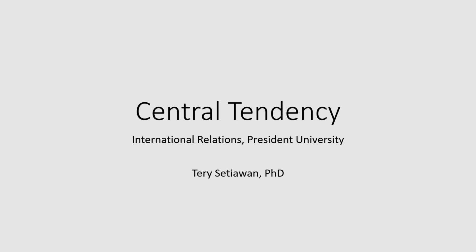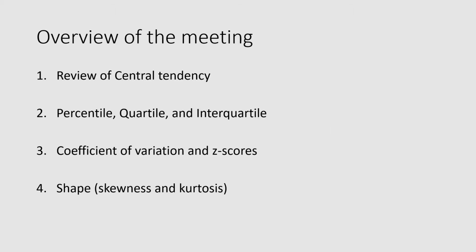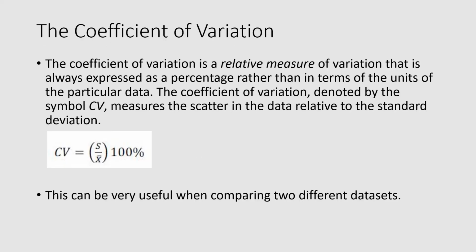Right, welcome back again. This video is a continuation of the percentile, quartiles, and also interquartile materials that we just discussed earlier. Now let's move on to what I promised for the second section, which is the coefficient of variation and z-scores, and I think we have enough time. We can also talk a little bit about shape, that is skewness and kurtosis.